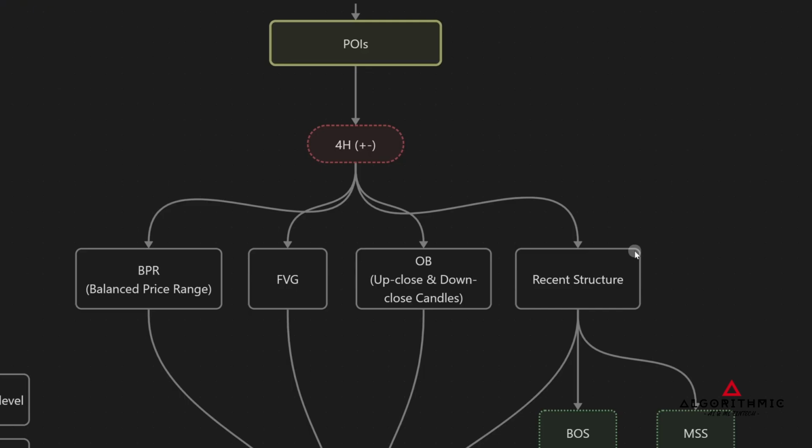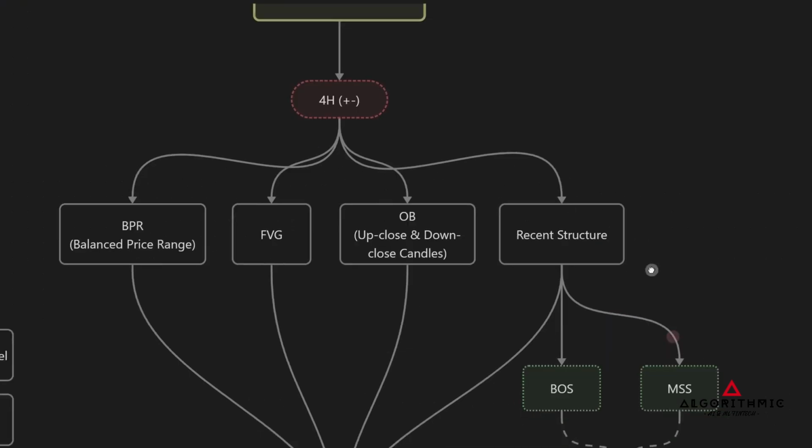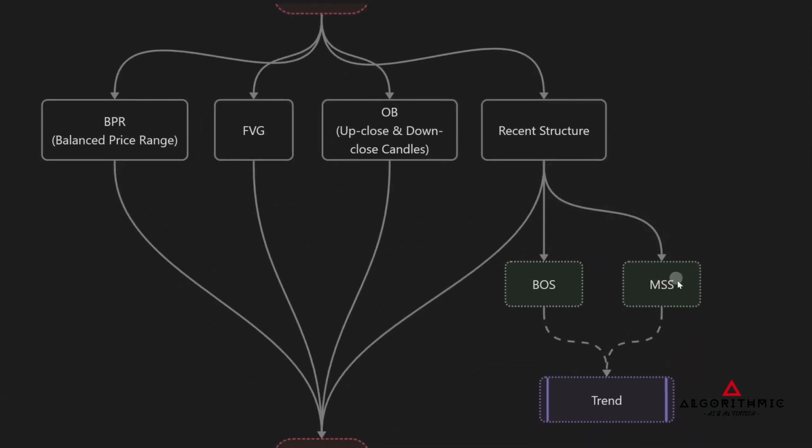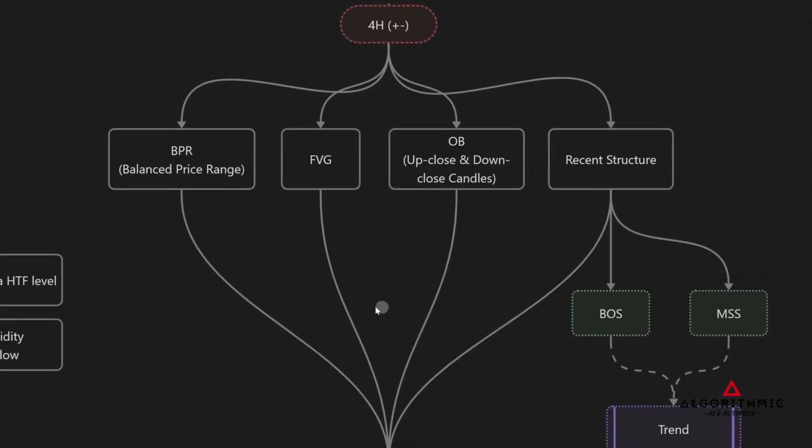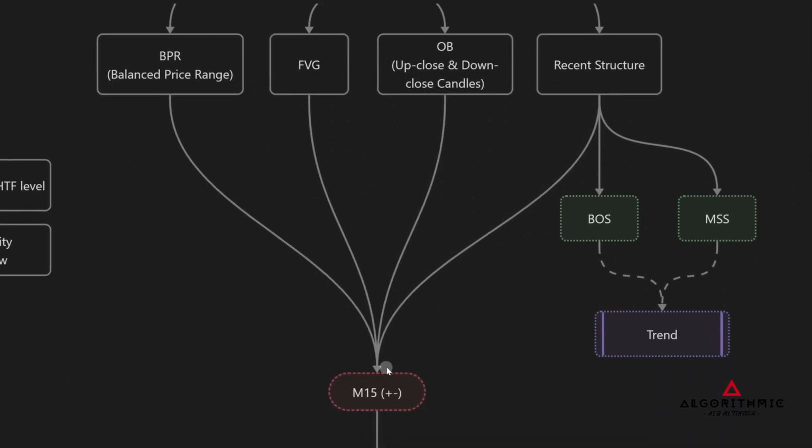So do we have a recent break of structure that is clear? If we have, then we can identify a trend. So we got a market structure shift, and we identify the trend from there. Our approach is that we always follow the recent break of structure or the recent market structure shift, and that's pretty much likely to be the most likely bias for the day. After the 4 hour, we go to the 15 minute.